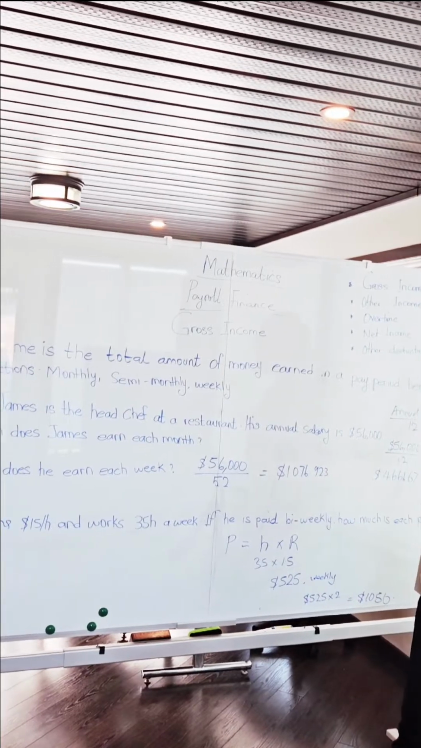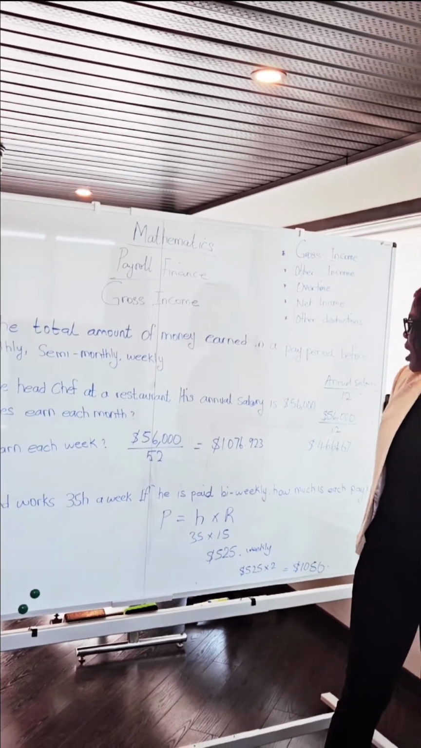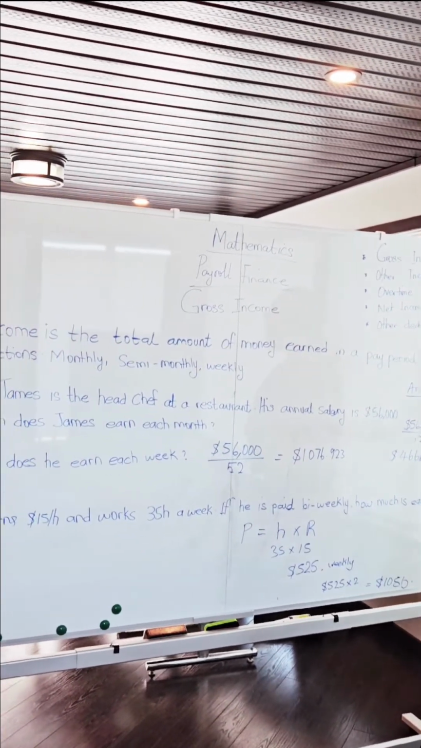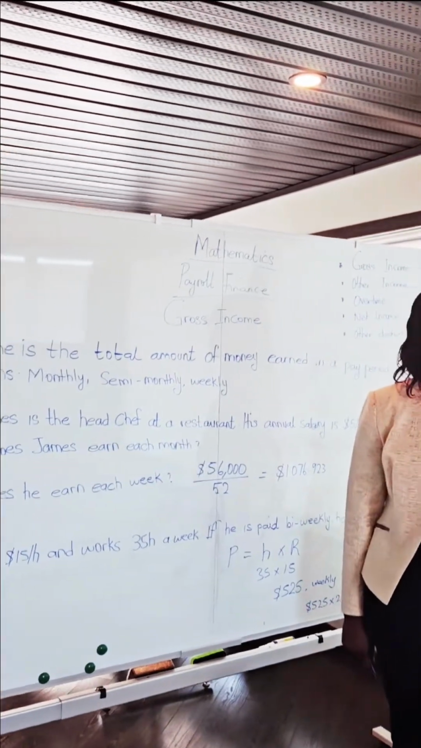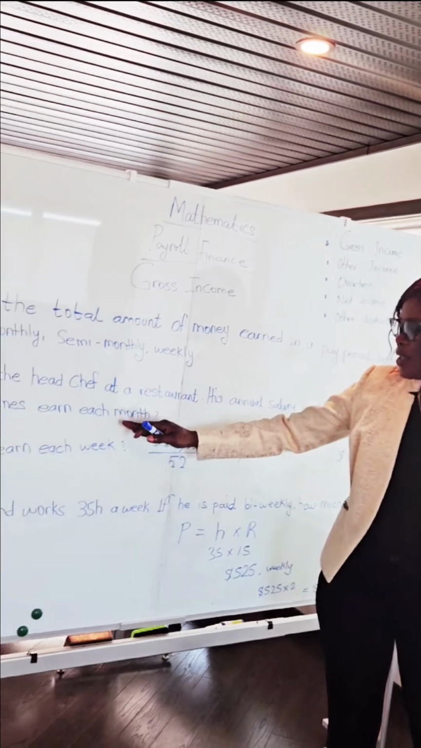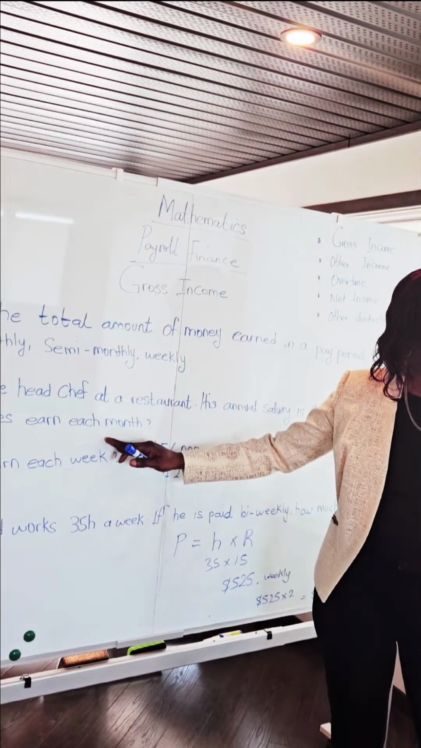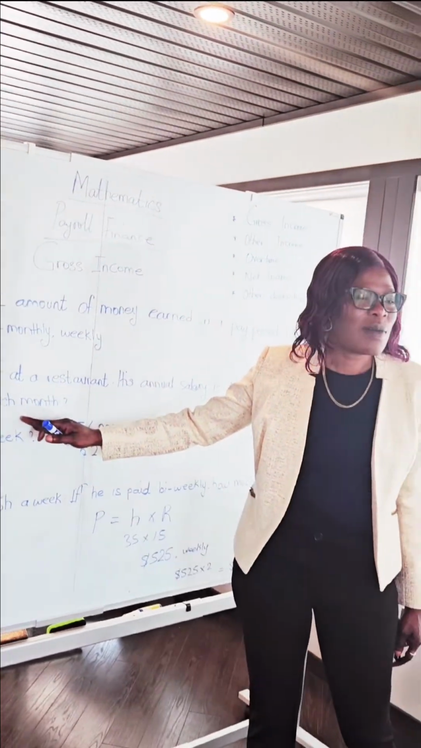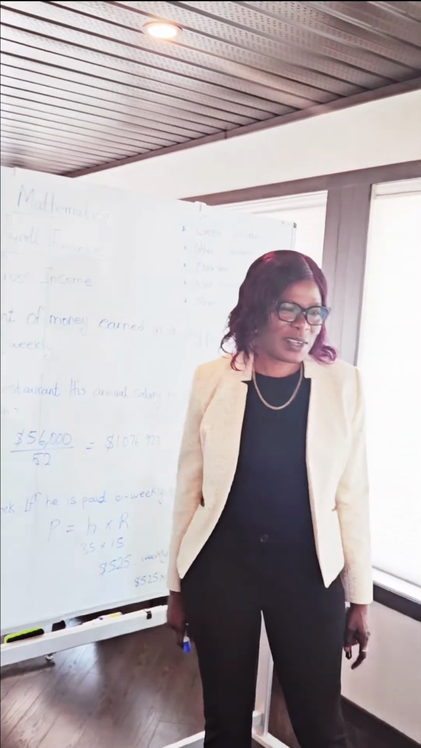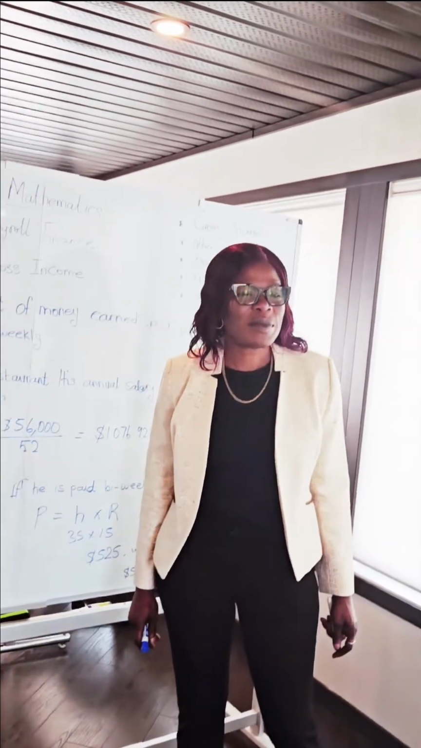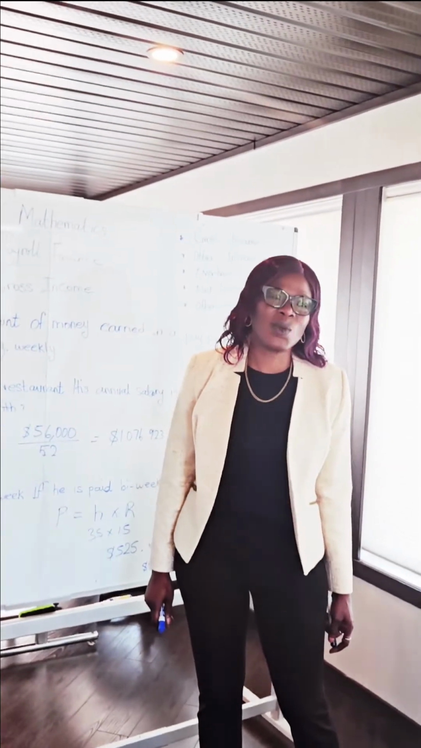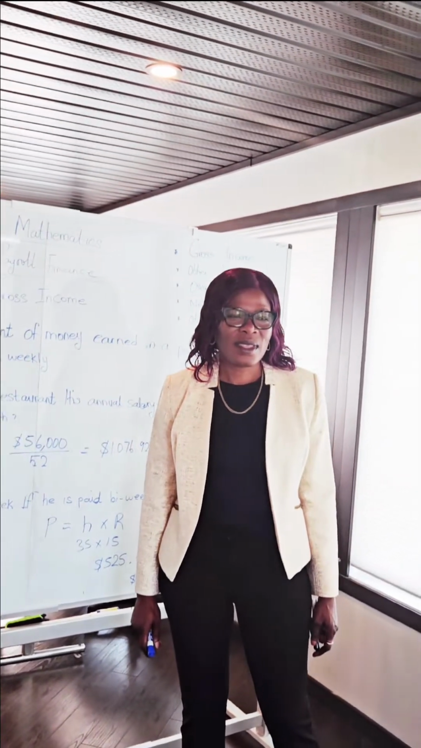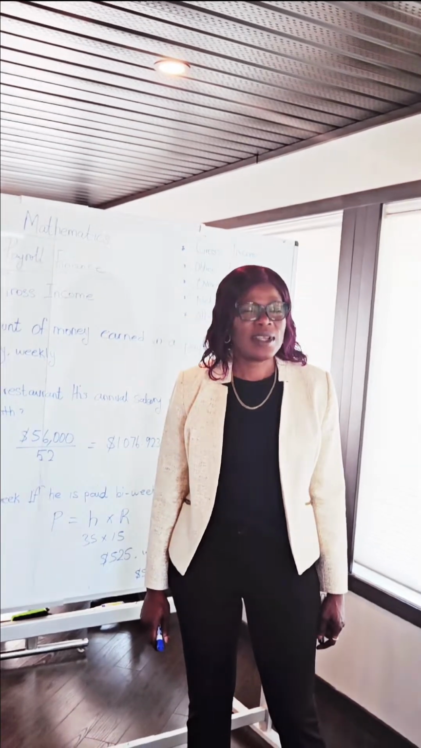James is the head chef at the restaurant. His annual salary is $56,000. So how much does James earn each month? This will take us back to grade 7, grade 8. How many months do we have in a year? Of course, we have 12 months, from January to December. And how many weeks do we have in a year? We have 52 weeks in a year.